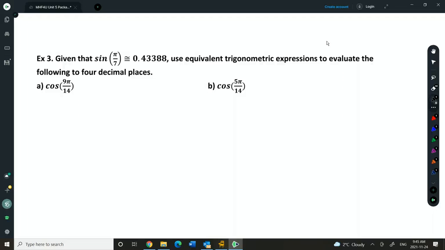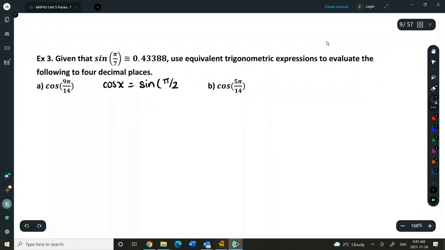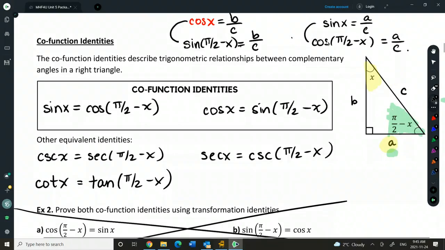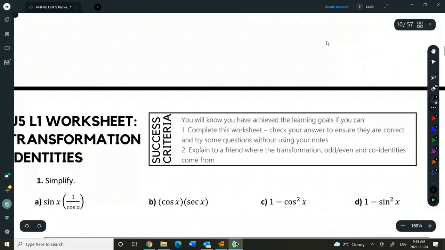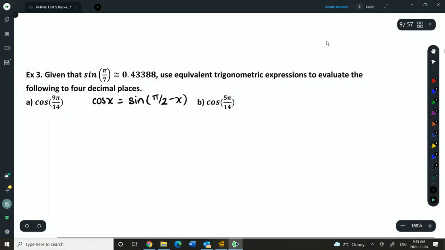Okay, so we have cosine, and using the cofunction identities above, we discovered that cos of x is actually equal to sine of pi over 2 minus x. That's this one right here that we came up with from the triangle. In this case, we have 9 pi over 14 plugged in for x. So can somebody express to me what this would be equal to in terms of sine if we used this identity?